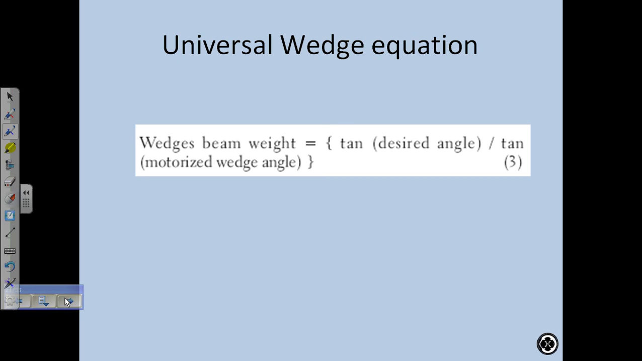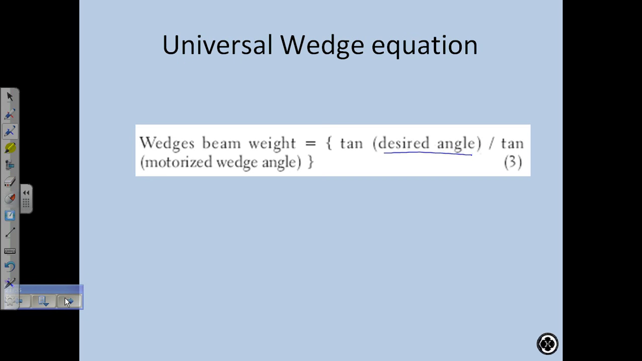Okay. So say your wedge angle is 35, you can put any wedge angle you want, as I understand. Put your wedge angle in here, and then it calculates tan of the desired wedge angle divided by tan of the motorized wedge angle, so say the motorized wedge angle is 60. Okay, so it calculates tan of what you want divided by tan of what that wedge angle is, and that's your beam weight for the wedge field.